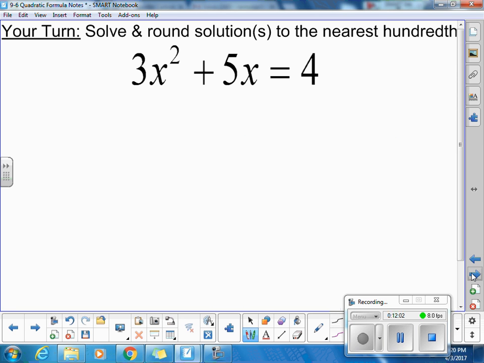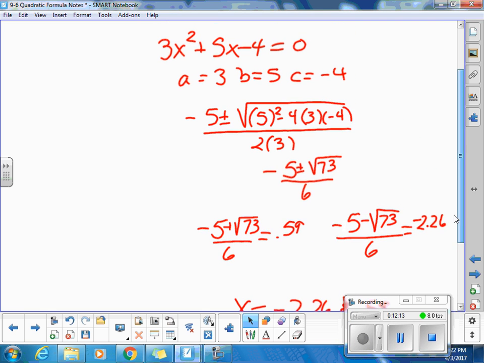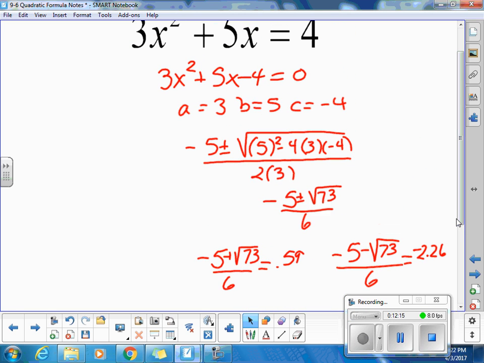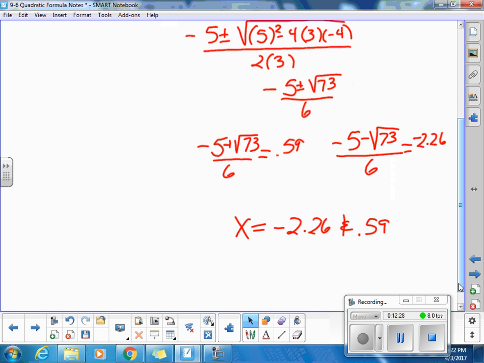All right. Again, this one is going to give you decimals. I want you to try it on your own. Put me on pause and then come back and check your answer when you are done. All right, so first of all, you had to rearrange your equation. So get it all on one side. Label your A's, B's, and C's. Plug it in to the equation. You should have got negative 5 plus minus square root of 73 over 6. When I plug those two numbers in, I get x equals negative 2.26 and 0.59.